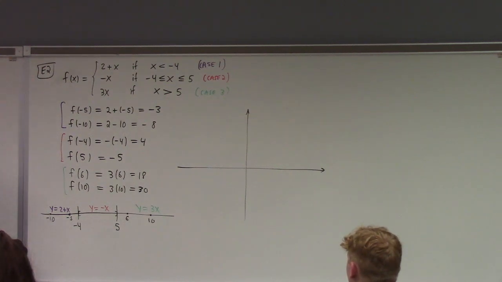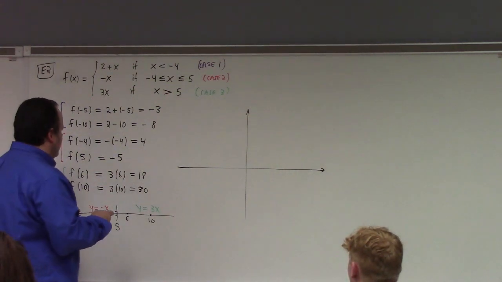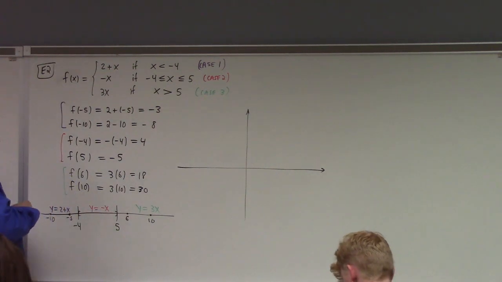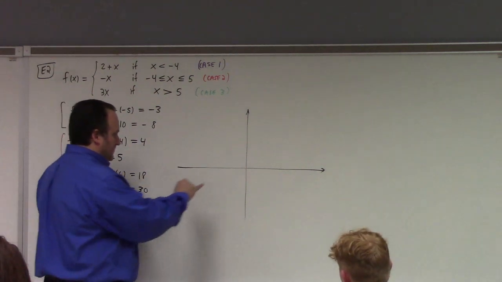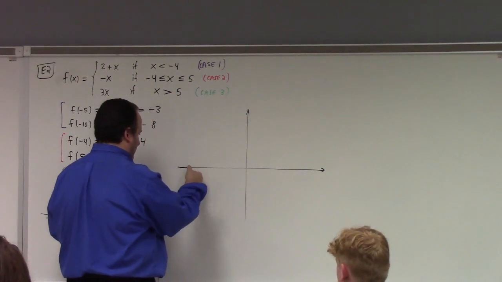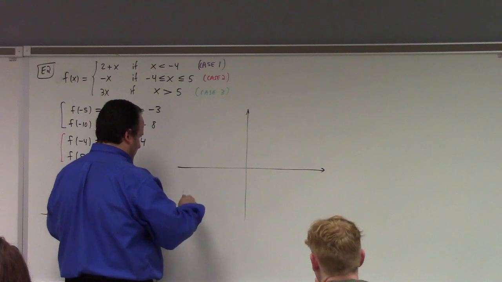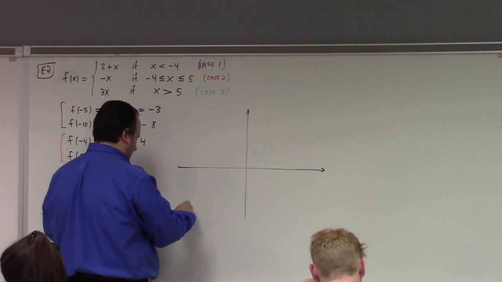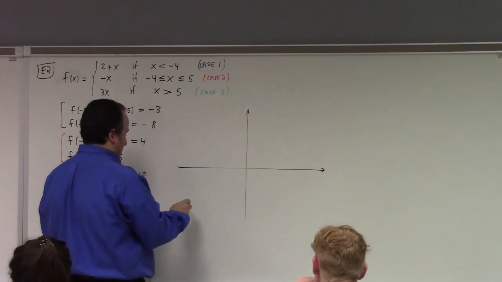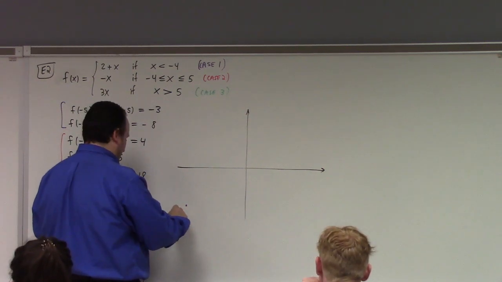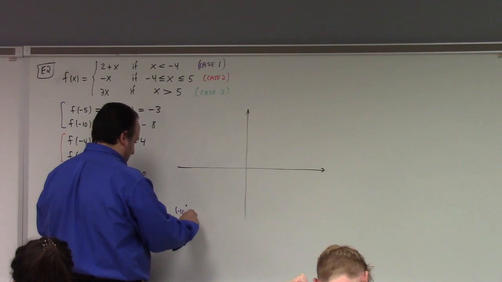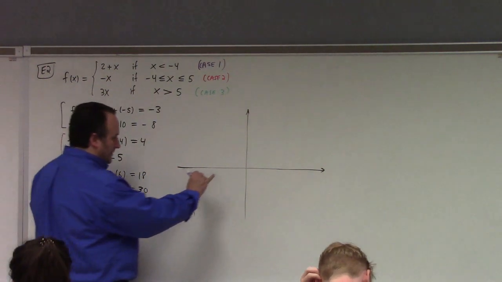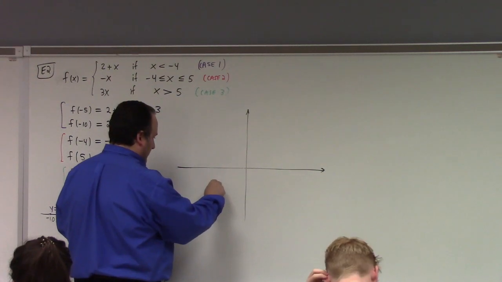Now, the points on my graph: I've got -10, -8. Let's see here. I guess I'll make that about here. I may regret that. But anyway, here it is, -10, -8. The other point was 5, -3. So here-ish.